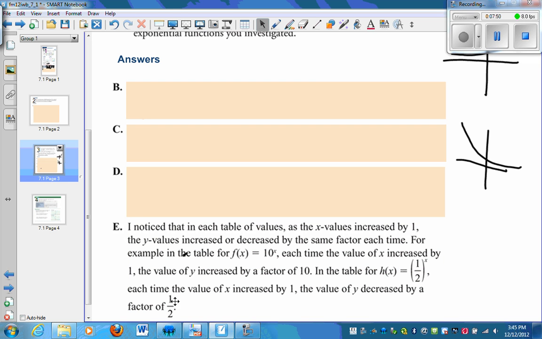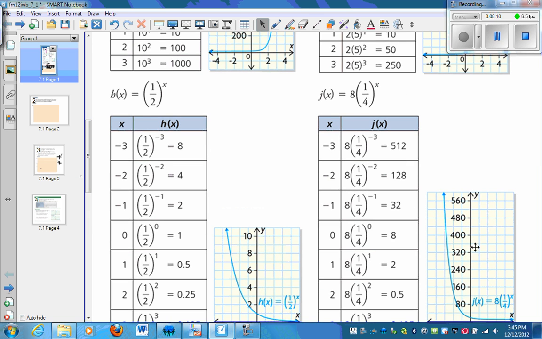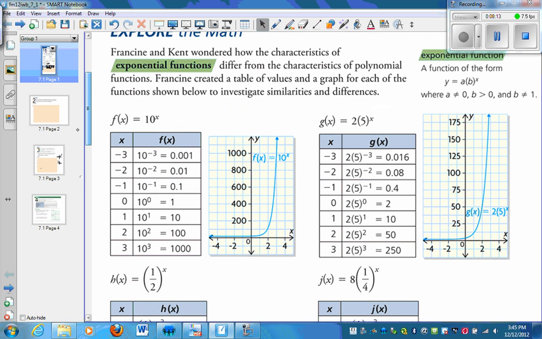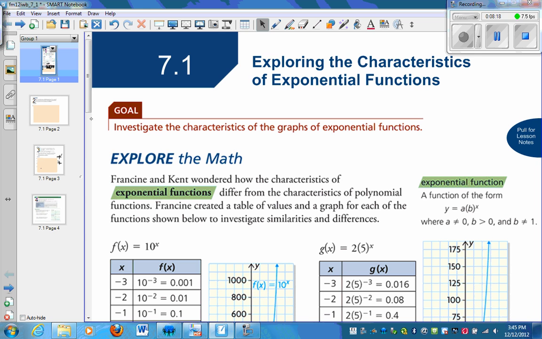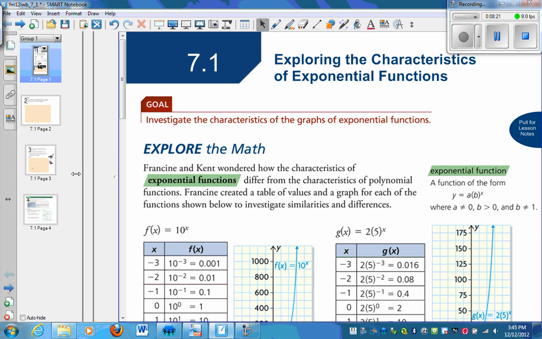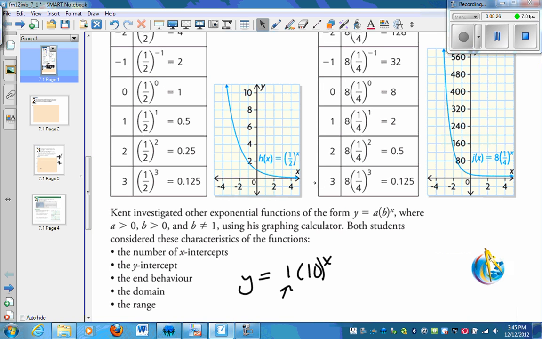In the table for h of x, each time the x value increased, the value of y decreased by a factor of 1/2. So it looks like depending on your b, if it's a whole number or a fraction, also depends if it's increasing or decreasing. So it looks like when we have fractions, we have decreasing. Fractions, this is 1/2 to the x, 1/4, decreasing. Whole numbers, increasing. Okay, so later on we'll learn our exponential growth and exponential decay. And those are things that we may have heard a little bit about in biology. Decay you might have heard about in chemistry, radioactivity, or physics.